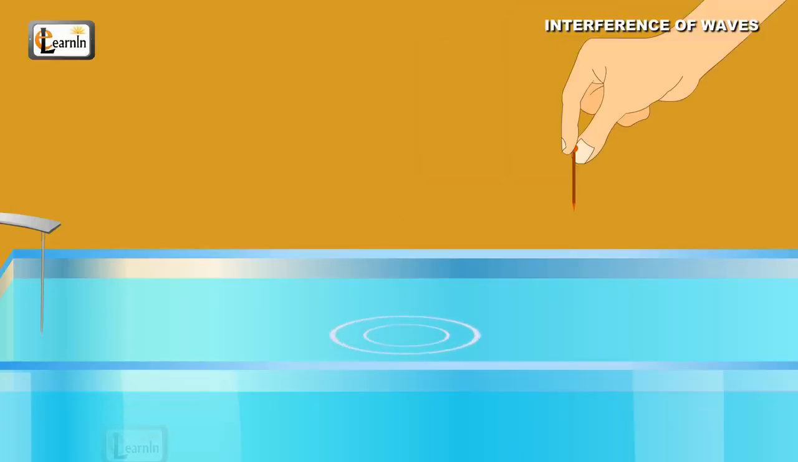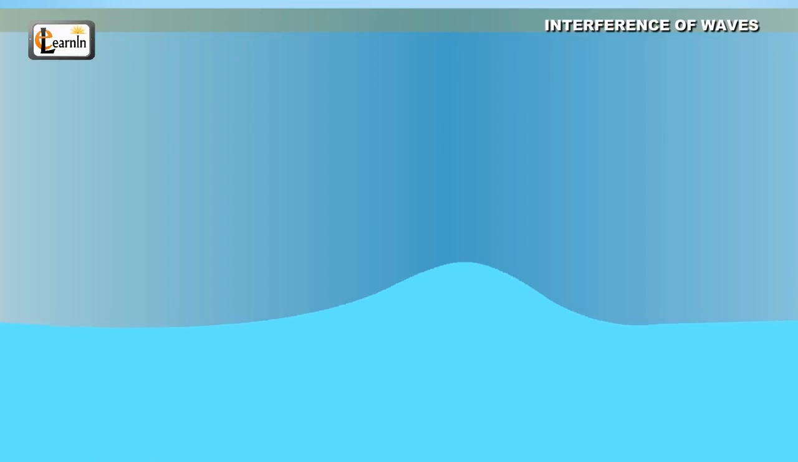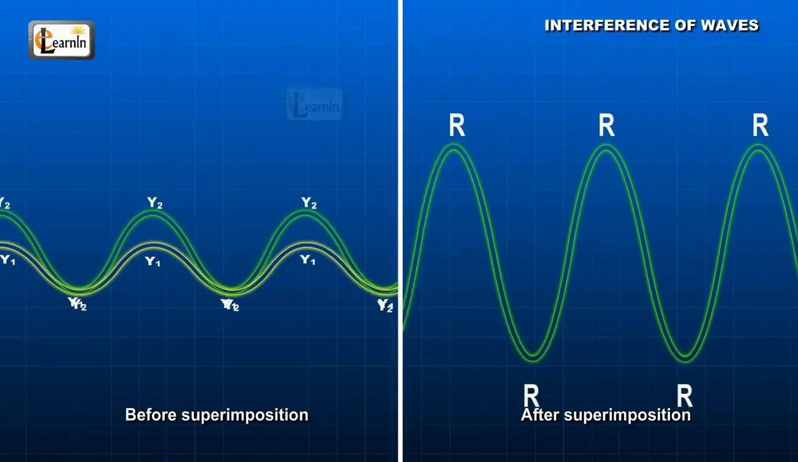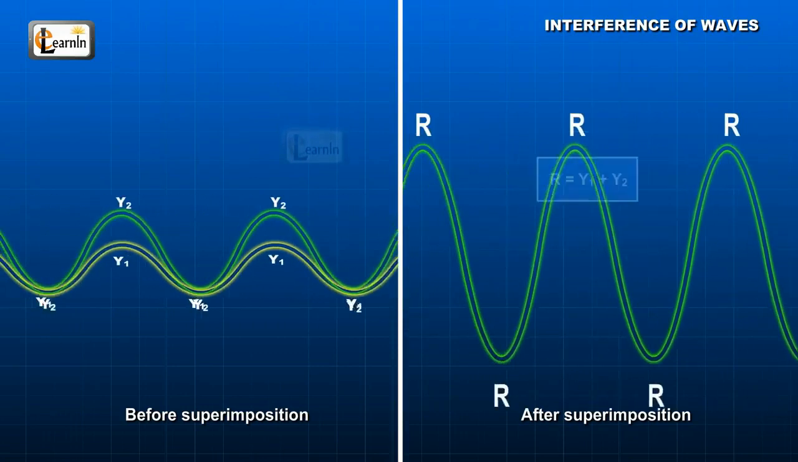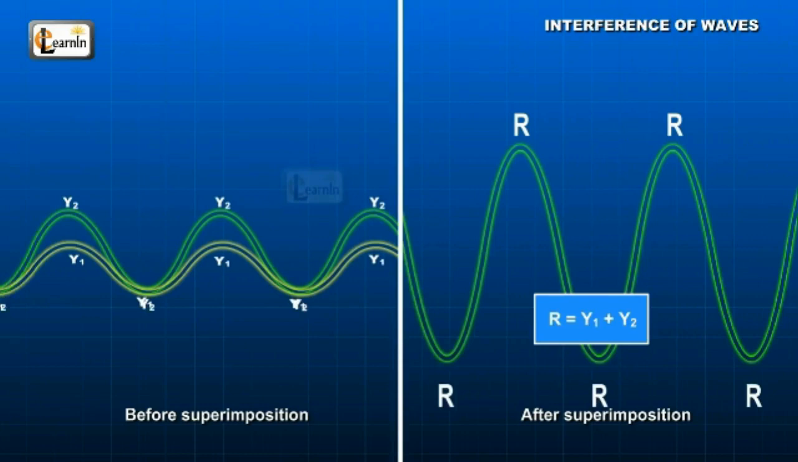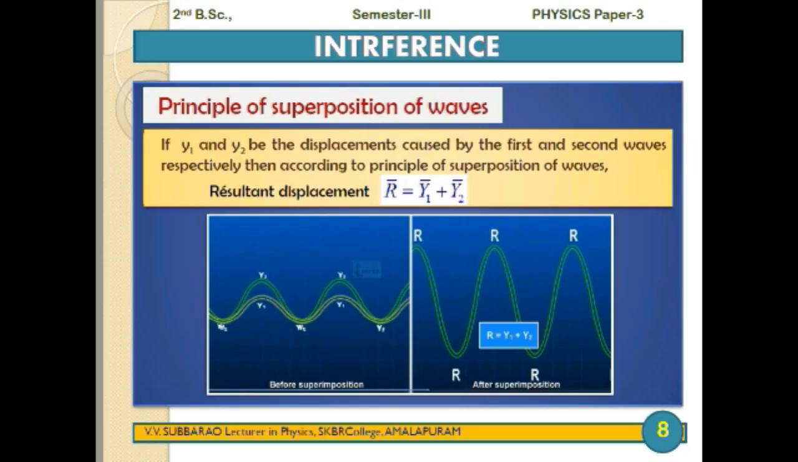Suppose two pins are dropped in a ripple tank. The first pin produces a wave represented by y1 and the second pin develops a wave with y2. The two waves superpose and the resultant is, say, r equal to y1 plus y2. If y1 and y2 are the displacements caused by the first and second waves respectively, then according to the principle of superposition of waves, the resultant displacement r is the vector sum of y1 and y2, which are the individual displacements caused by the two superposed waves.